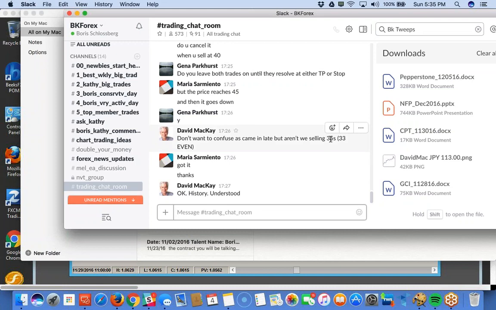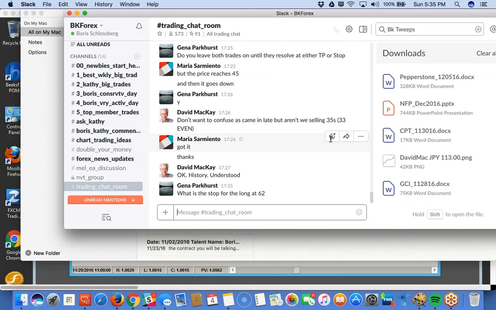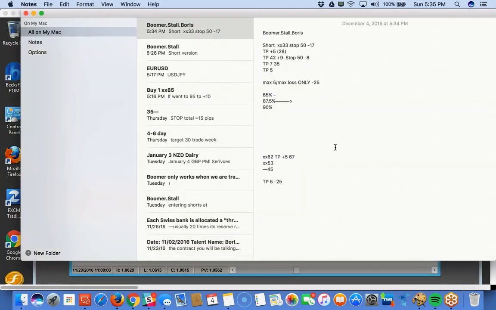And let everybody who's watching this understand what we're doing. That's the boomer bread and butter Boris strategy. The stop at 62 is 45 for the whole thing, on both lots. So if I am stopping at 45, I am minus 17 on the 62s, and I'm minus 8 on the 53s, which makes the whole thing minus 25.